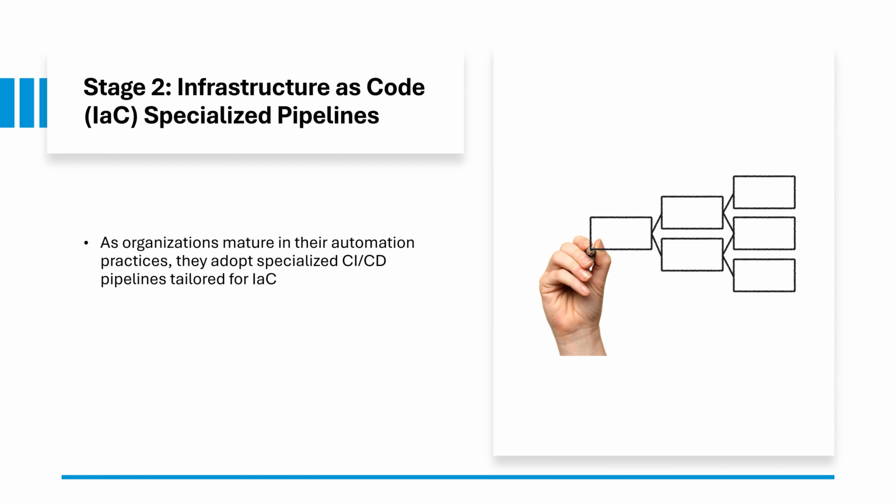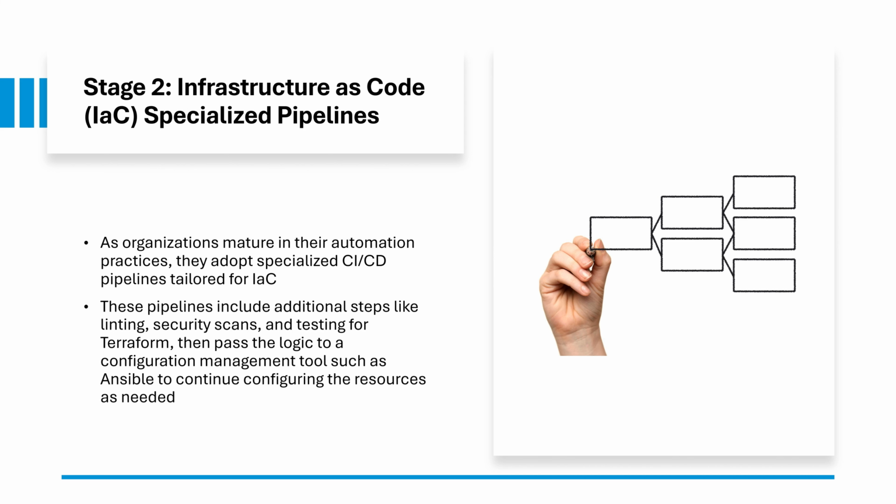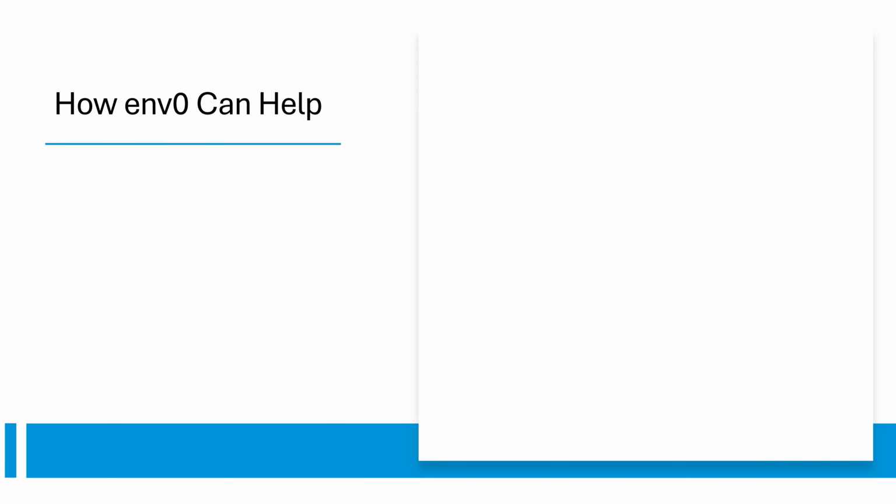Stage 2, as the organization matures a little bit more in their automation practices, they start to adopt specialized CI/CD pipelines that are specific to infrastructure as code. And these pipelines include additional steps such as linting, security scans, testing for Terraform, and you can also pass logic to another tool like a config management tool such as Ansible to continue your configuration to your resources as you need to. How can N0 help at this stage?